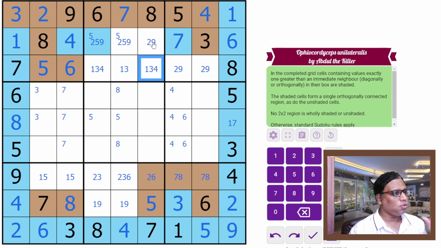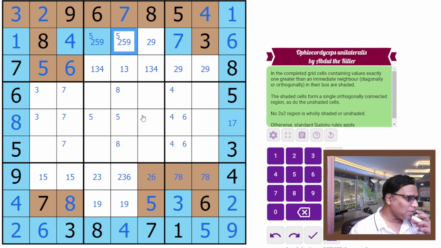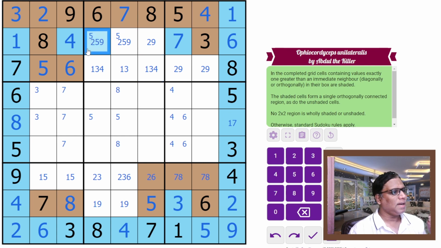But that's going to be then 2, 9. Yeah, that's fine. Right? 5 here must be dark, right? And then that will be 2 or 9.